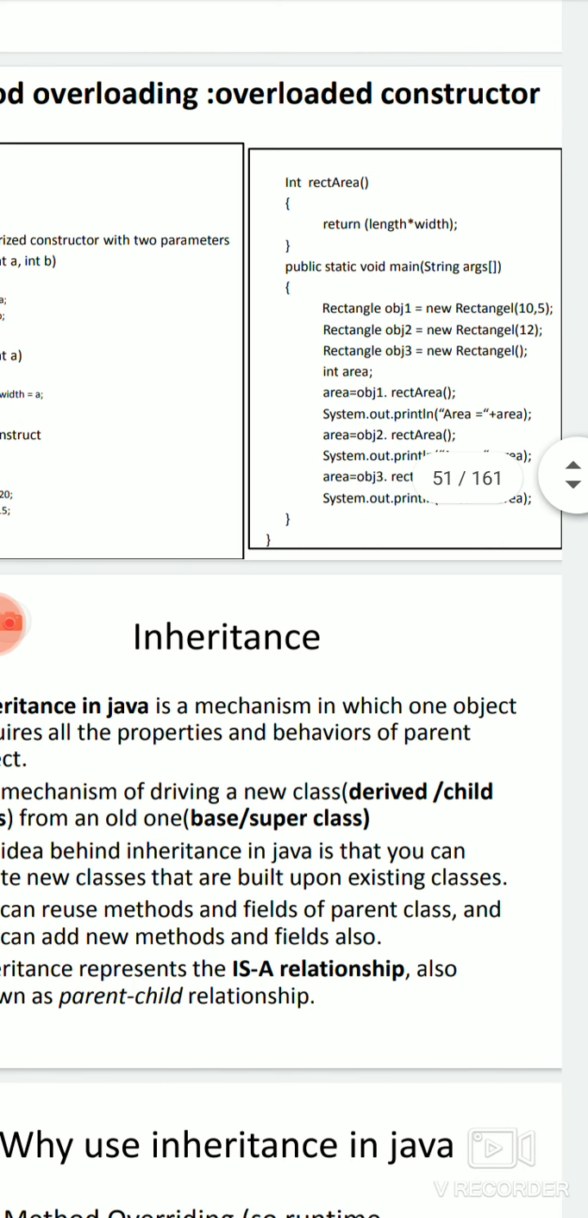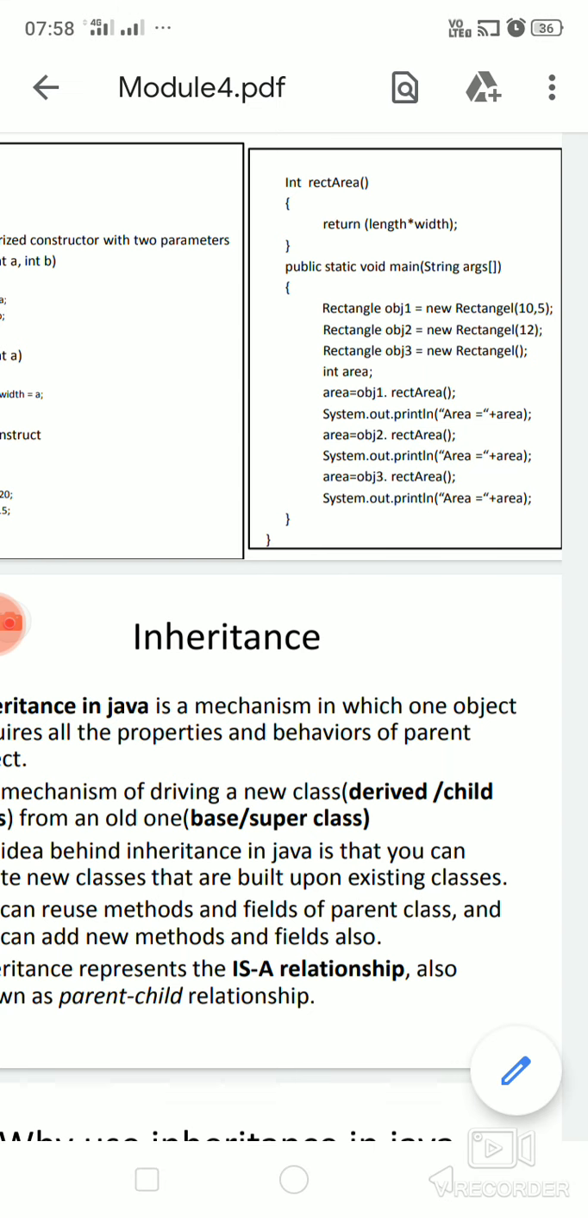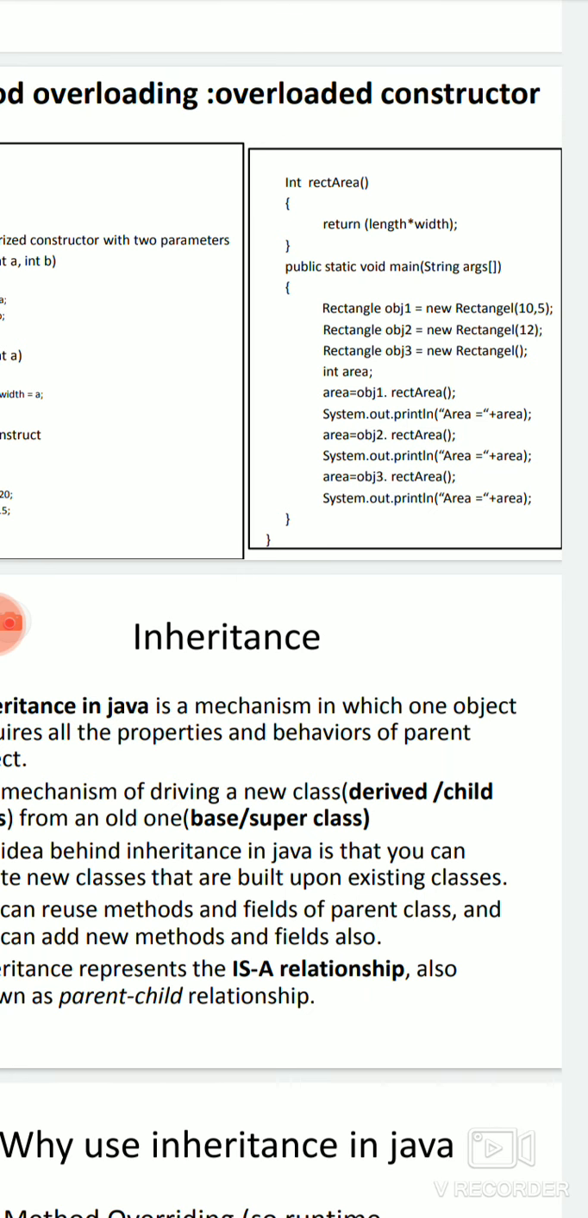Next is simple: int area, directly calling area = obj1.rectArea. So it will get the rect area, which means length into breadth, and you have 10 into 5, so it will print 50. And System.out.println is necessary in order to display output in Java. In Java you use System.out.println, exactly like cout in C++.